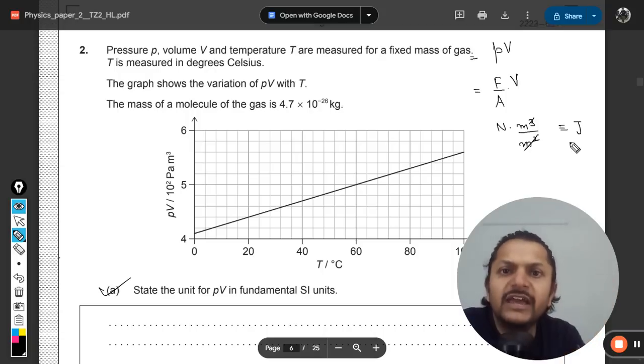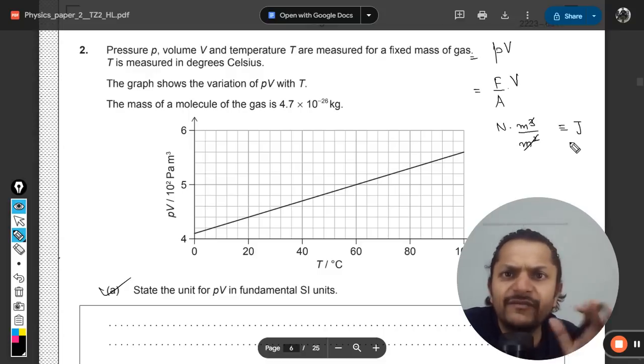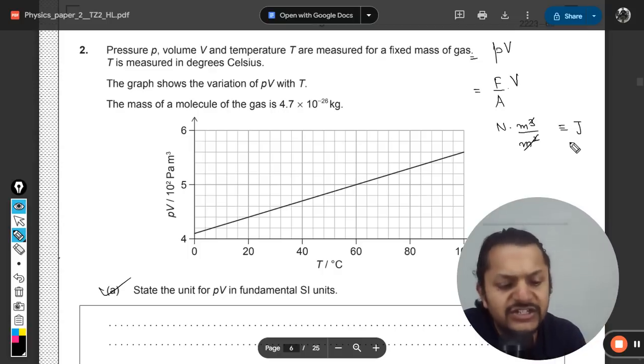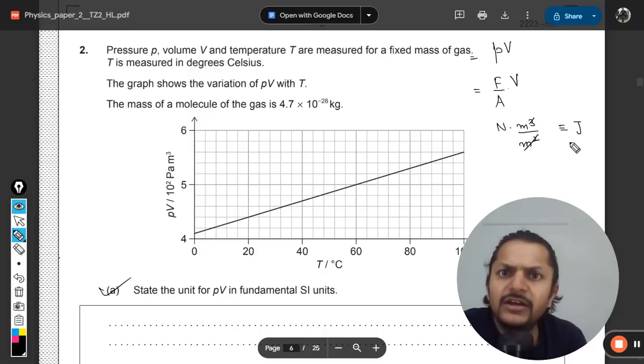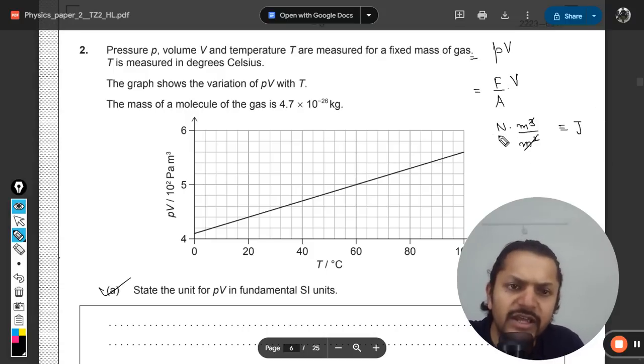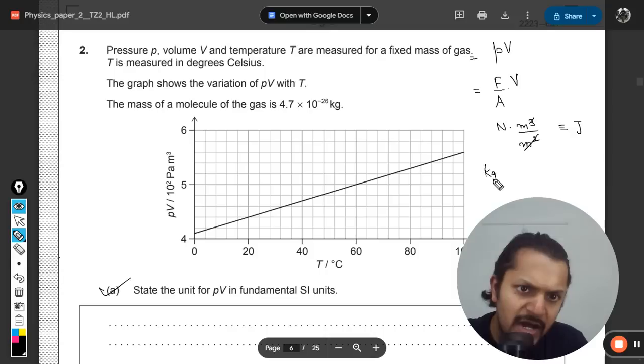But we want to derive it only in the fundamental units. Joule is not a fundamental unit, it is SI but not fundamental. Fundamental means there are seven fundamental physical quantities. You want to derive the unit only in those terms: kg, meter, second, Kelvin, like that. Okay, so let's see. Newton can be written as force, and force is m into a. So Newton will be written as mass into acceleration, which is meter per second square, into a meter. That's it. So this will come out to be kg meter square per second square.